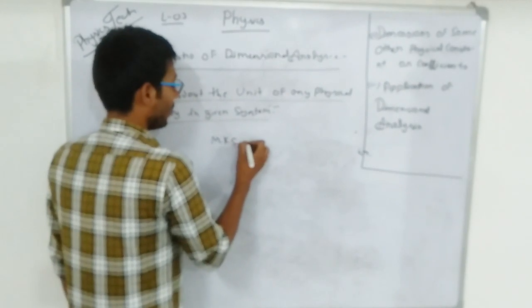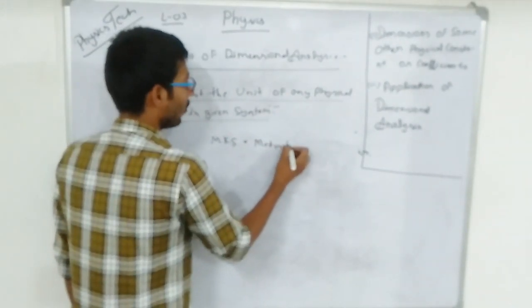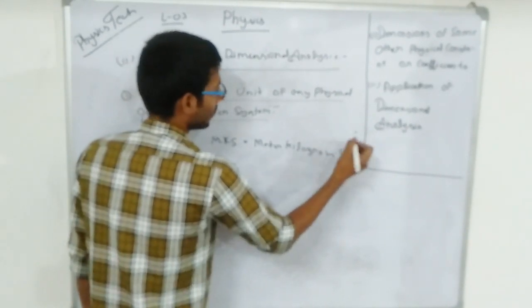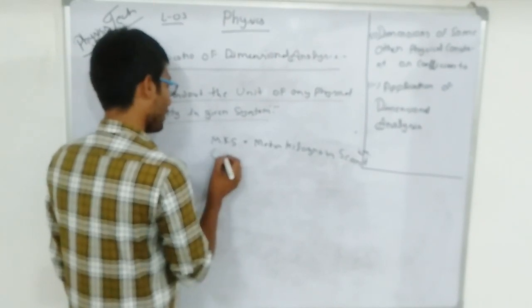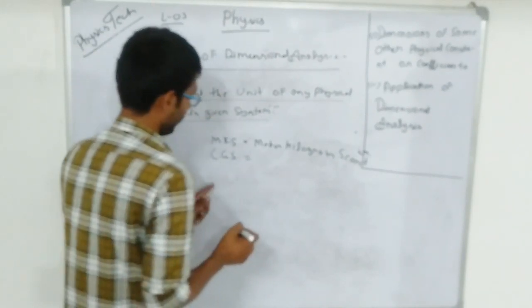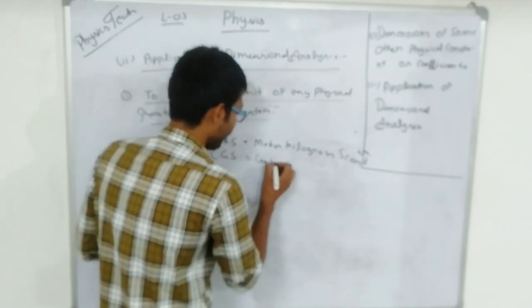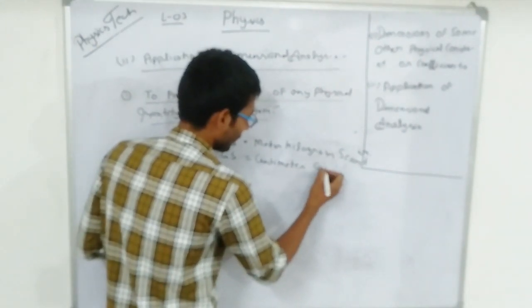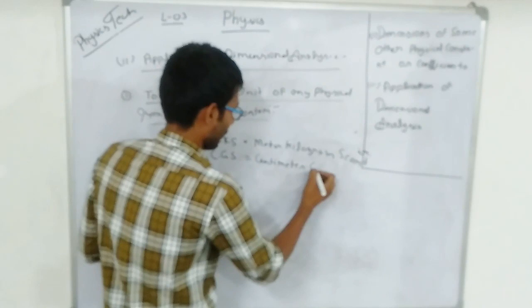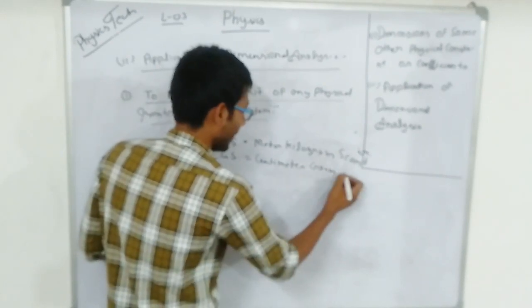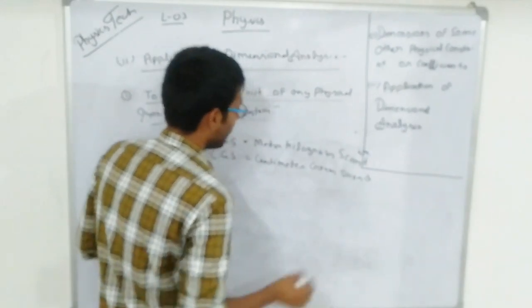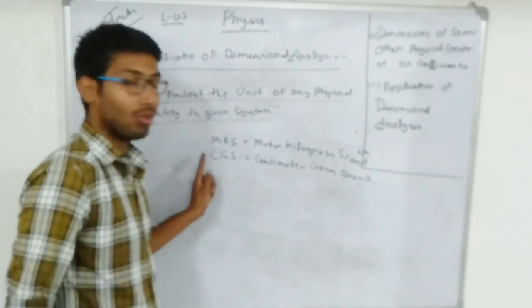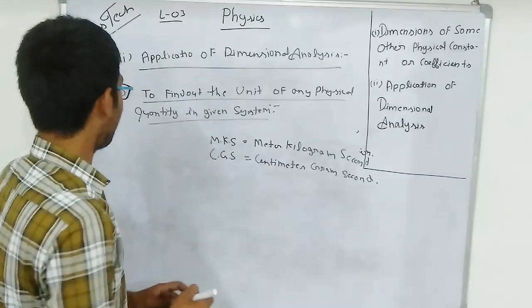MKS means meter, kilogram and second, and CGS means centimeter, gram, second. These two systems are very important.